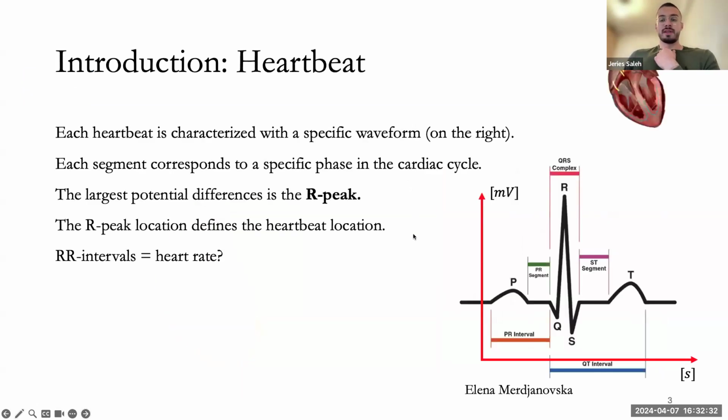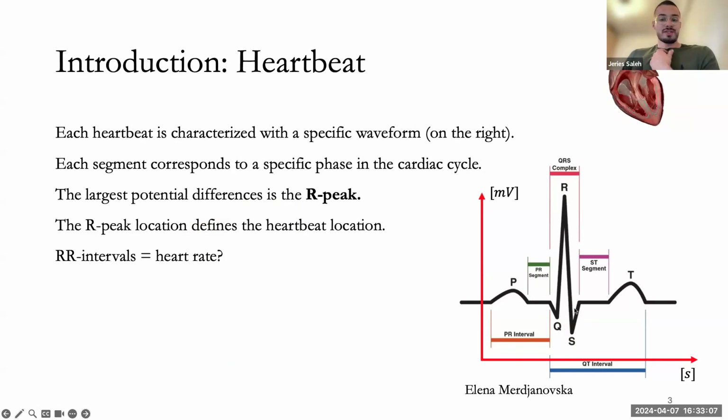Now, each heartbeat in an ECG is characterized by a specific waveform, as we can see here on the right, with characteristic points: P, Q, R, S, T. Each of these points corresponds to a specific phase in the cardiac cycle, and each phase corresponds to the change in electrical potential of a different region. You can see in the upper right that the different regions in the heart beat with a delay and not at the same time. This is what we can see with the delay between each point.